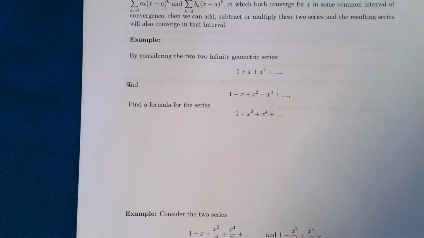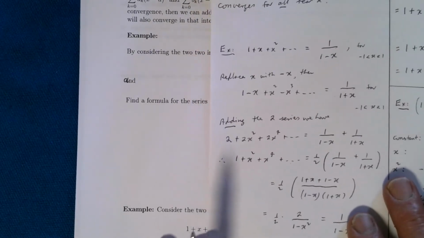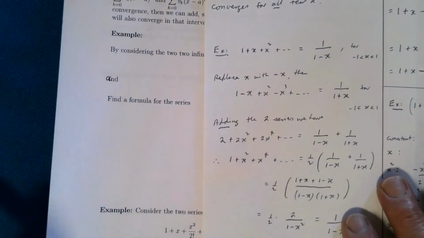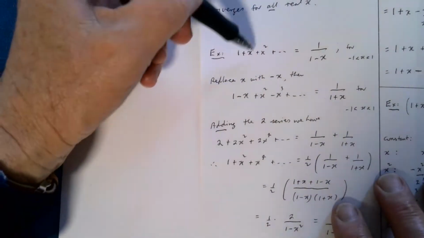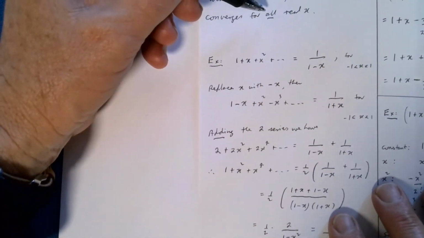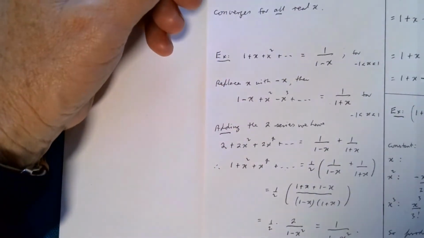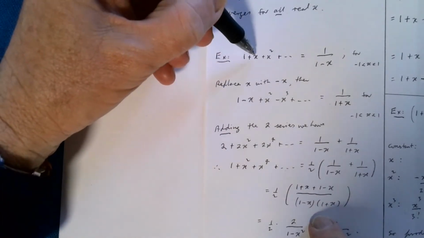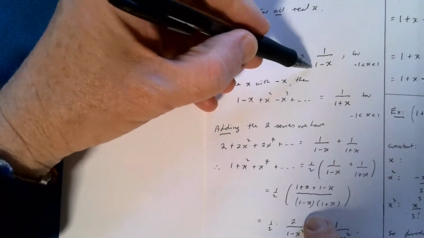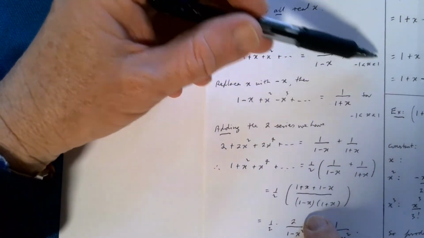So we take this series. I'll do the solution over here. It's probably best to see it here. I'm going to take this series, 1 plus x plus x squared, and so on. This is the one we started with, this geometric series. And we know this converges to 1 over 1 minus x. It's a geometric series. First term is 1, common ratio x, so it's a over 1 minus r. And we know this is valid for x between minus 1 and 1.